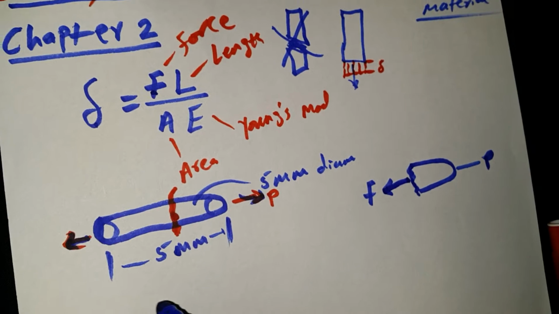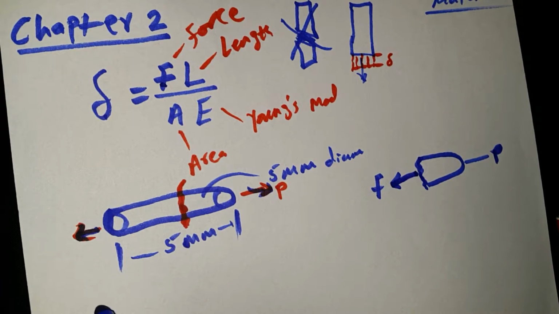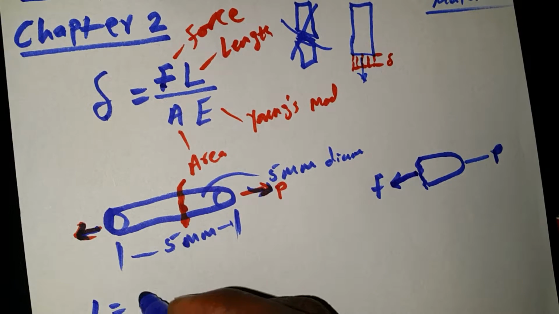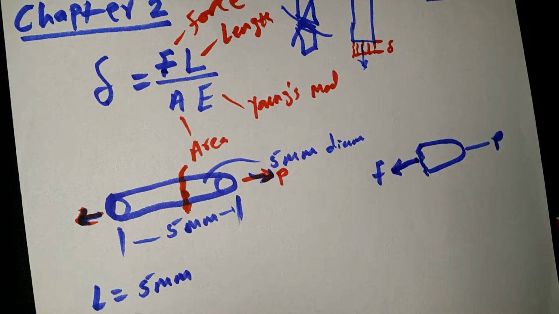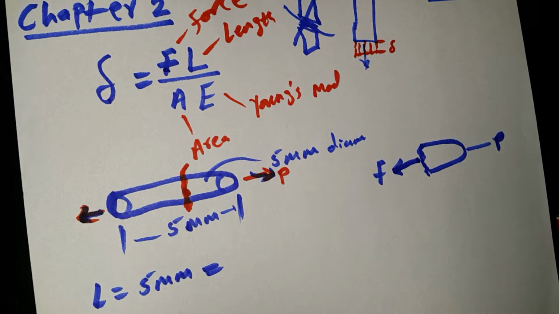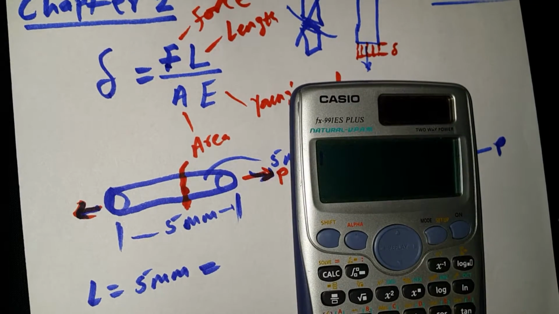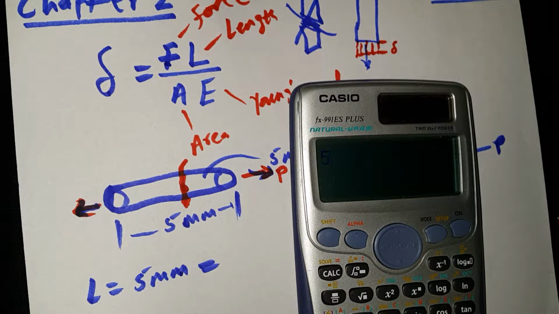Here, the length we are talking about is the length of the whole member. So we know that the length here is 5 millimeters. Using our calculator, our length should be in meter, not in millimeter. So if you have the length in millimeter, you have to convert it to meter by dividing it by 1000.